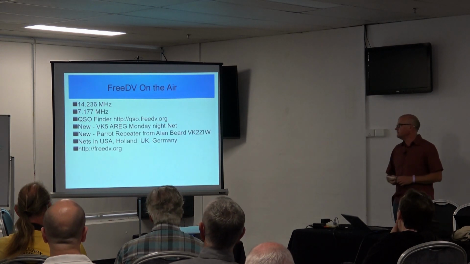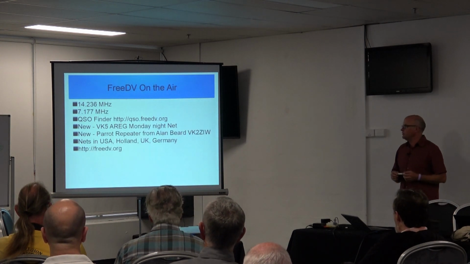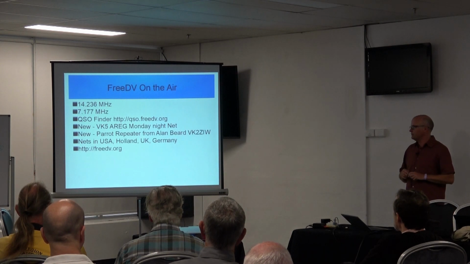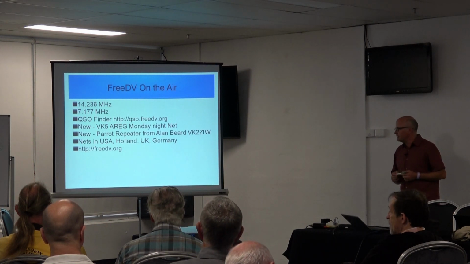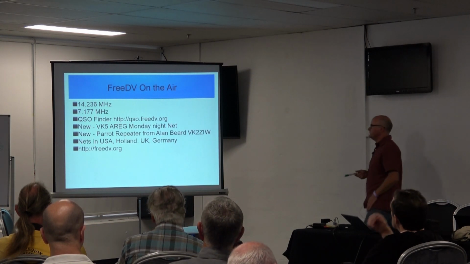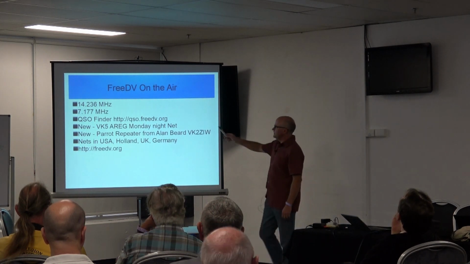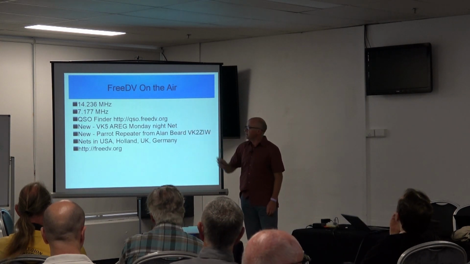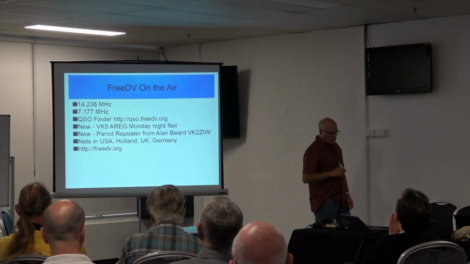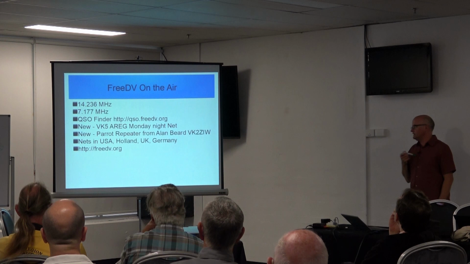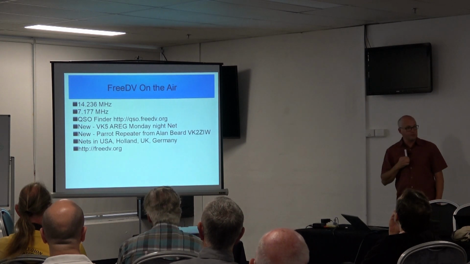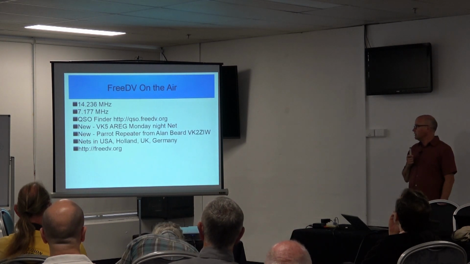Okay, to find it on the air, there's a couple of common frequencies. A lot of the US guys use 14.236. In Australia, we tend to concentrate on 40 metres, 7.177. There's a web application, this QSO finder, where you can try to coordinate with other people about what's going on. There's a new net being started by the VK5 Amateur Radio Experimenters Group, of which I'm a member, on Monday nights.